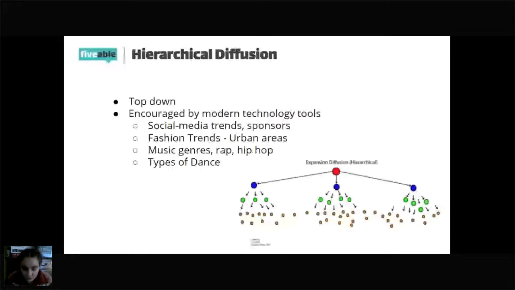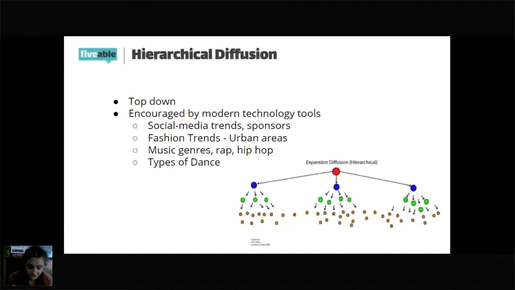And then usually their followers will get that product, right? So this is an example of hierarchical diffusion. I think it's a very modern example of that. Fashion trends are another example. Like for example, trends in Paris, right? Paris is famous for fashion.